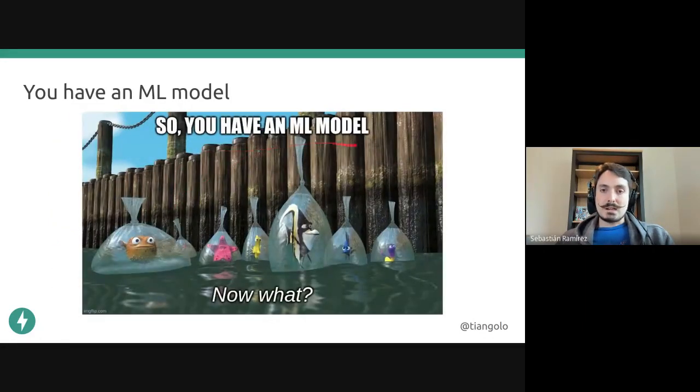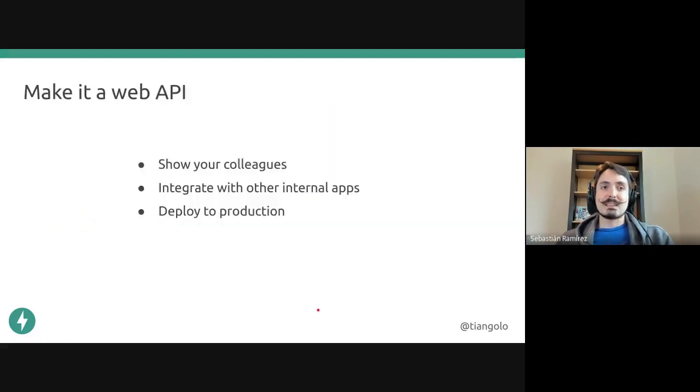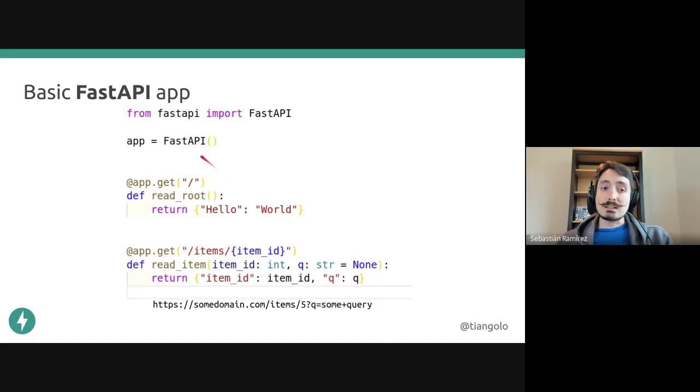So you have a machine learning model. Now what? Now we can make it a web API. Why would we want to do that? To show it to your colleagues, to integrate it with other internal apps, to deploy to production maybe directly. There are many reasons why you would want to make it a web API. That's what we are going to do next. But first, we're going to check the basics of a FastAPI app.